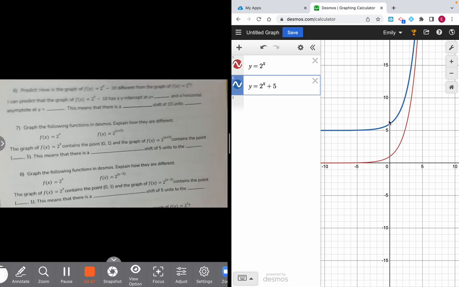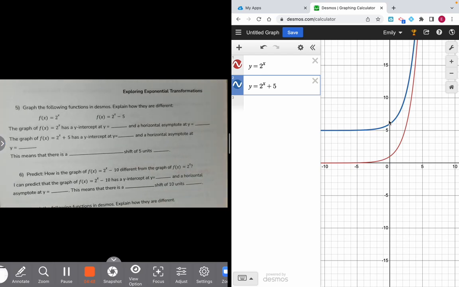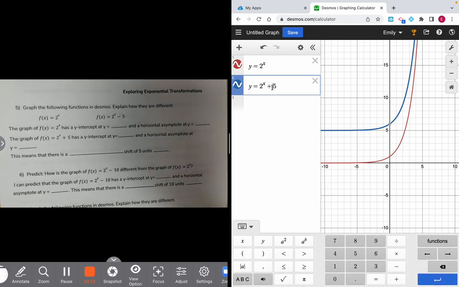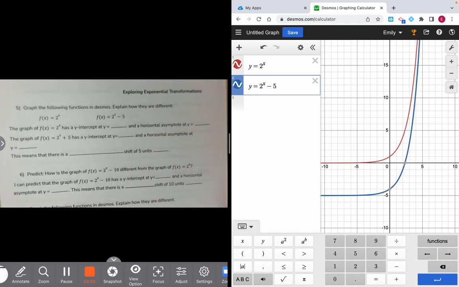Let's continue looking at the next piece, where we're going to graph the next two, and this time we're going to change this plus 5 to a minus 5. And what we see is that the red one still hasn't changed.